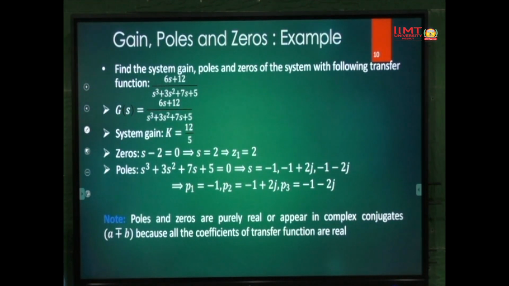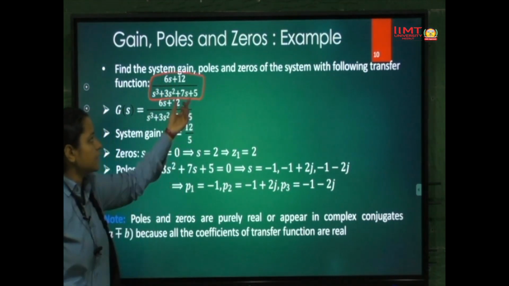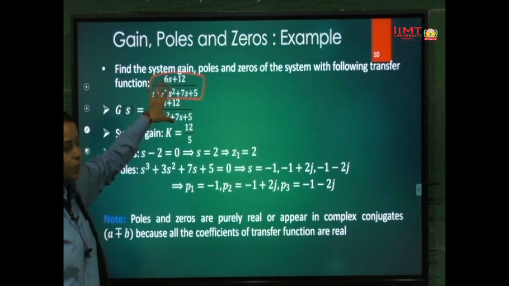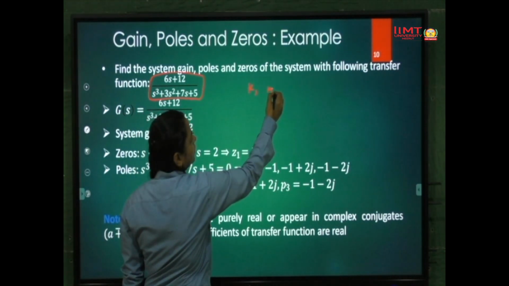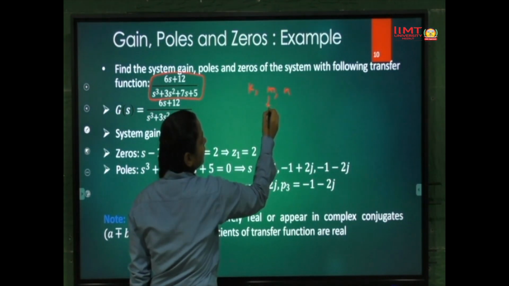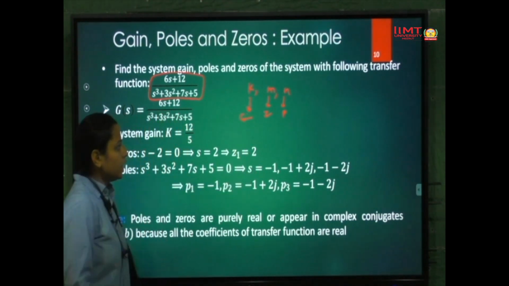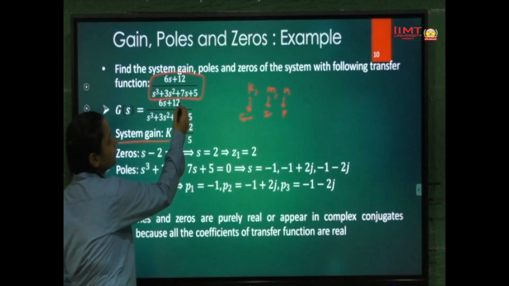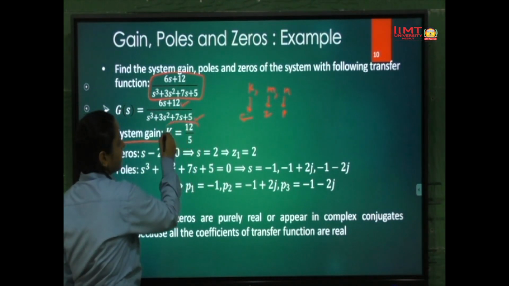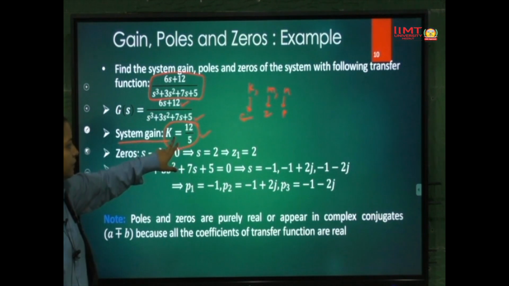Gain, poles and zeros example. Let's see one example. We have a transfer function (6s plus 12) upon (s cube plus 3s square plus 7s plus 5). We have to calculate the gain k, the total number of zeros and the total number of poles. For this particular example, the system gain k is equal to the constant 12 by 5. We can simply divide the constant terms by each other and we get the gain.